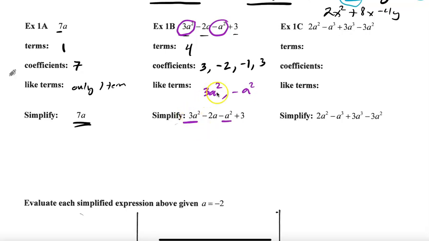So 3a squared minus 1a squared. 3 minus 1 is 2, so we're going to get 2a squared. Everything else stays the same: minus 2a plus 3. And now we have 3 terms.